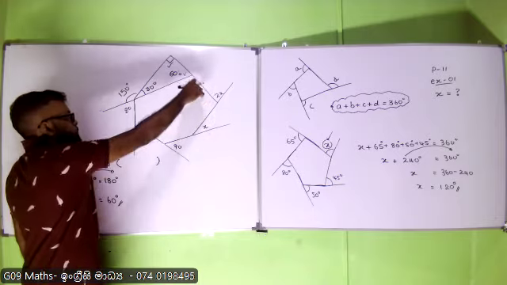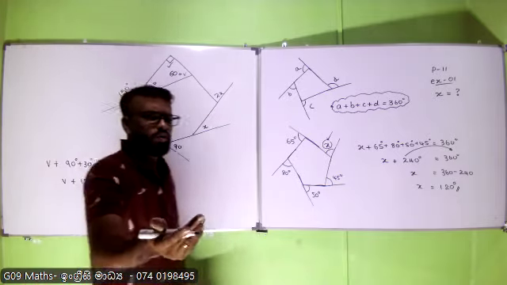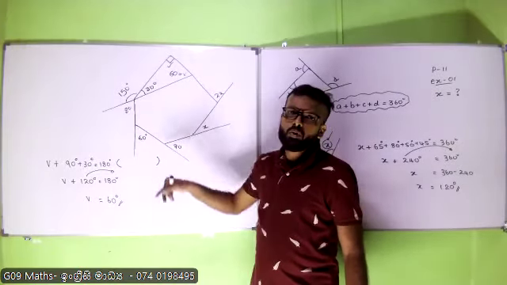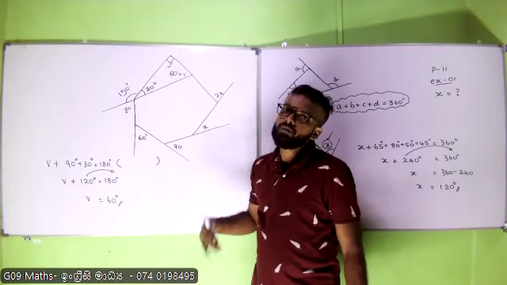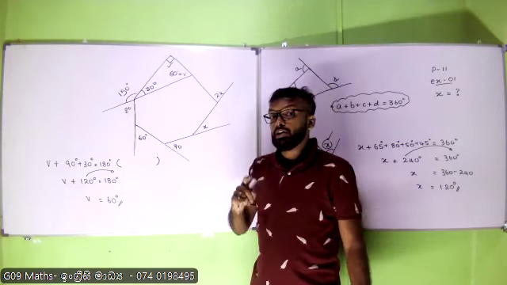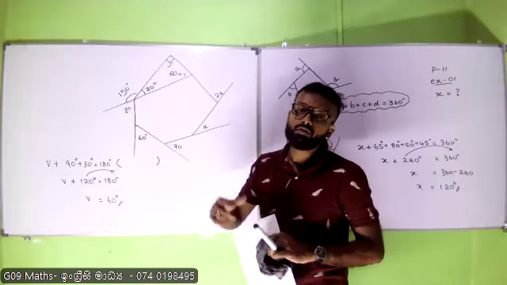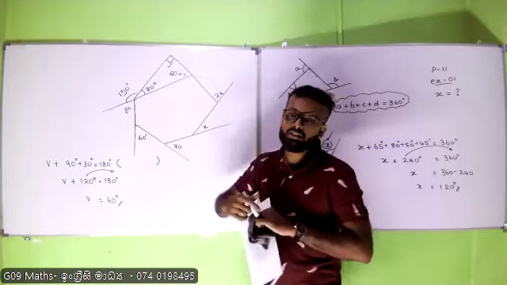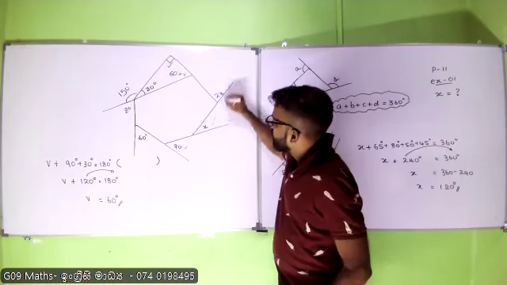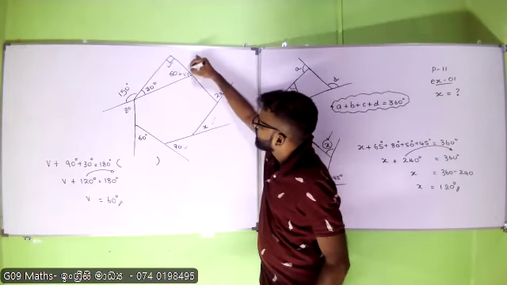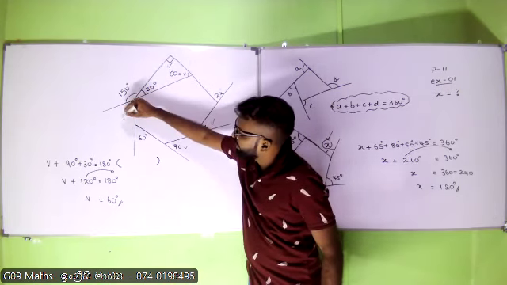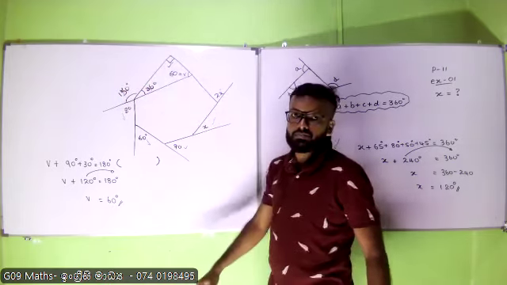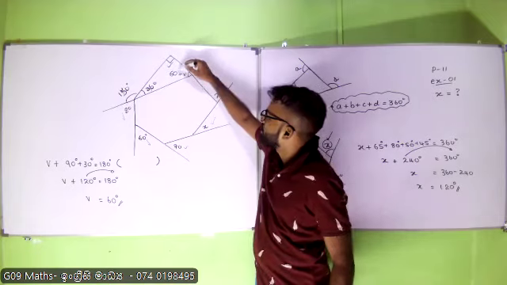This is a polygon. We know all the exterior angles of a polygon will give what? 360 degrees. But here you need to be very careful. You need to identify very clearly what the exterior angles of this polygon are. This one, this one, this one, this one. And this 80 and this 60, these things are not exterior angles. Keep that in your mind. Only these things.